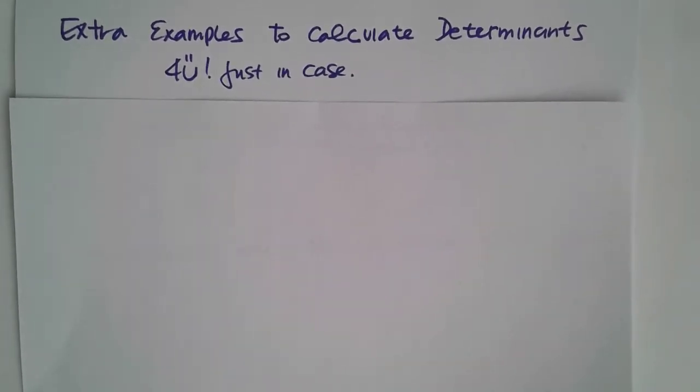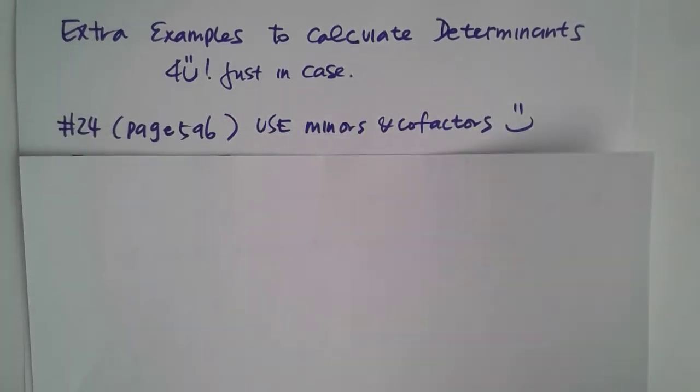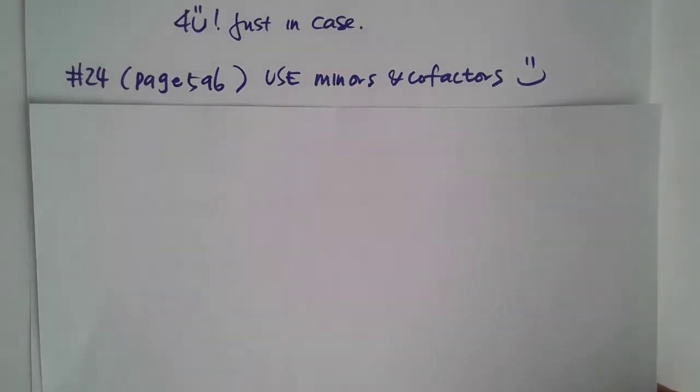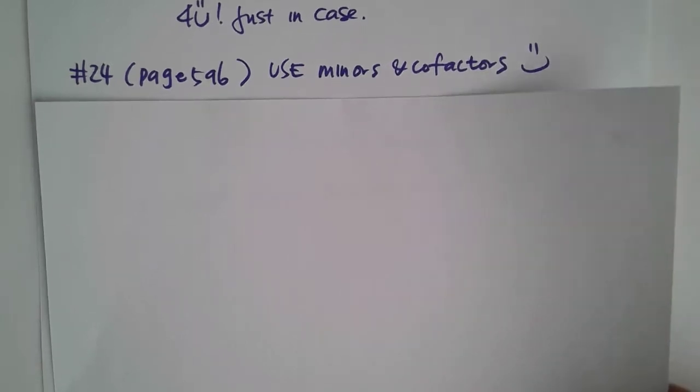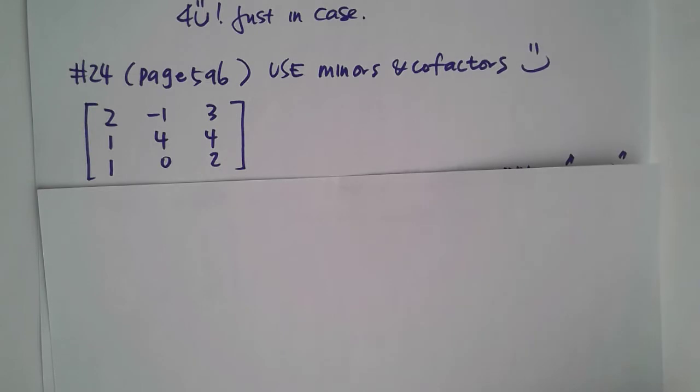So we're going to use the method of minors and cofactors to calculate determinants for 3 by 3 cases. I'm just going to show you this example using number 24 on page 596 of your pre-calc textbooks using minors and cofactors, okay? Here we get started. So we have this matrix here. It's a 3 by 3: 2, 1, 1, negative 1, 4, 0, 3, 4, 2, read by columns, okay?